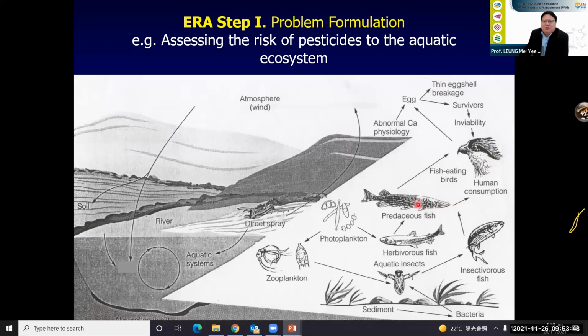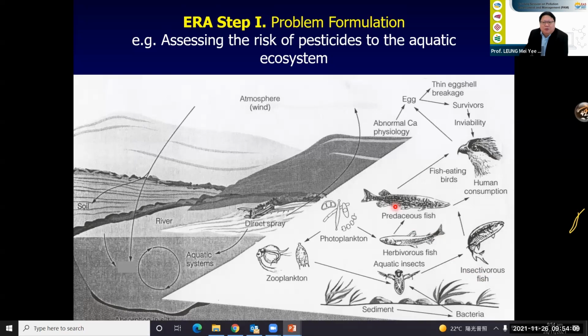Sometimes they may use valuable fish species like salmon. They are sensitive to pollutants to look at the health of the aquatic ecosystem. So then they will use the reproduction parameter of the salmon as the measurement endpoint.